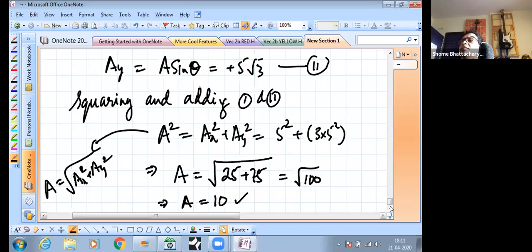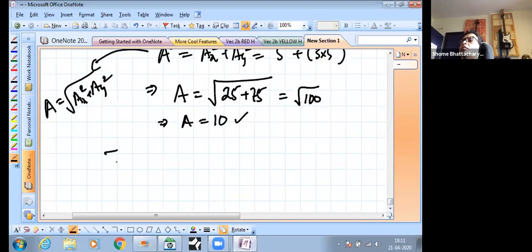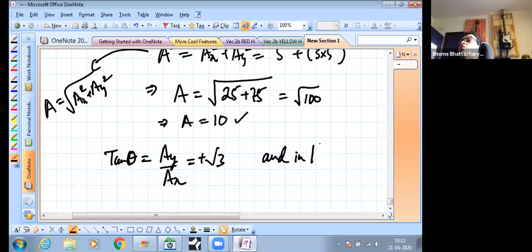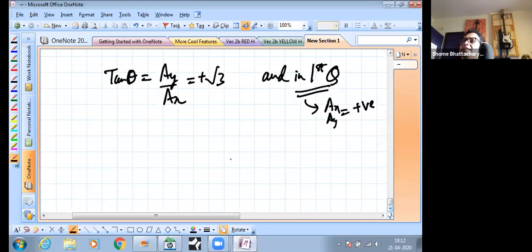Okay. Now the other thing is, you can see that tan theta is equal to ey by ax, which is equal to, in this case, root 3. So it is positive. And in first quadrant, how do we know in first quadrant? Because ax and ay are both positive. That's why we know that it's in first quadrant. So first quadrant में ऐसा कौन सा angle है जिसके लिए tan theta plus root 3 है, that is 60 degrees. So you can see theta is equal to 60 degrees.